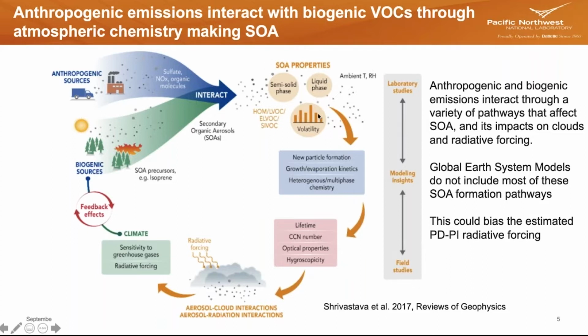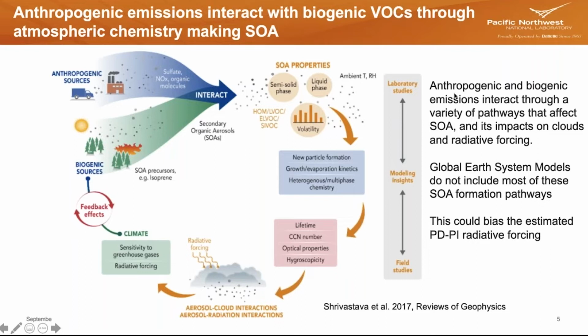And then it has a range of volatility distributions. And so based on these properties, it can affect new particle formation, the growth and evaporation kinetics, heterogeneous and multi-phase chemistry, which affects the lifetime, CCN number, the hygroscopicity of particles, and ultimately it interacts with aerosol, with clouds and radiation, and then feeds back into biogenic emissions themselves.